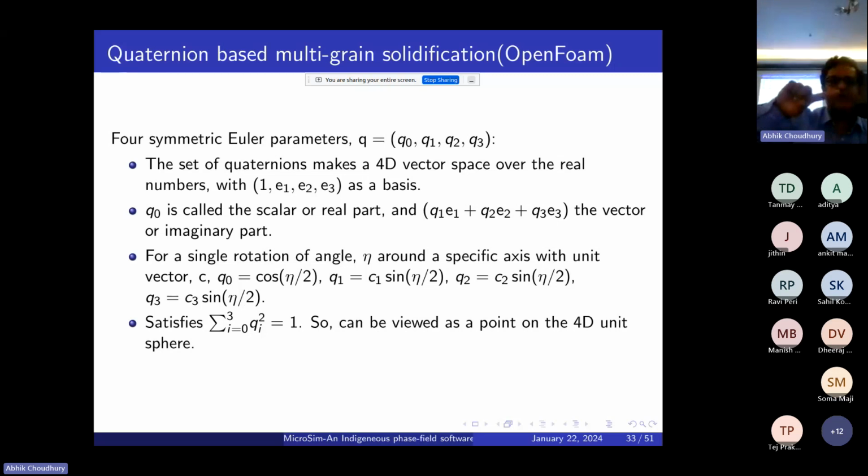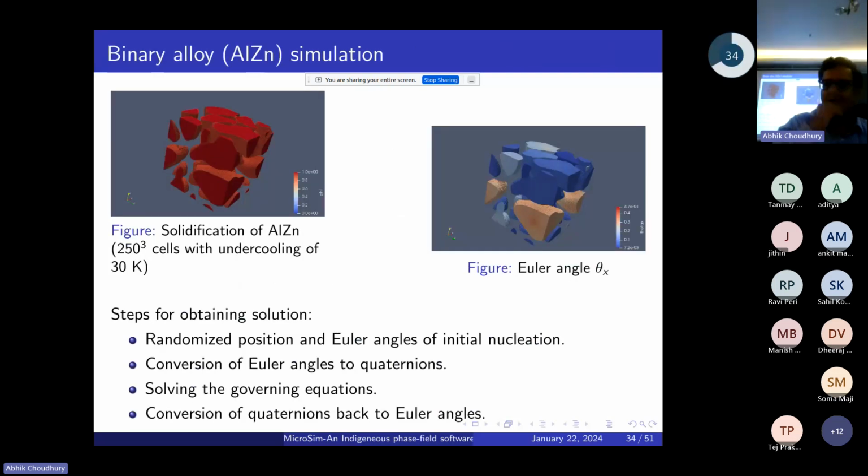Now, if you think of orientation in 2D, just one angle suffices to describe orientation. As soon as you go into 3D, you need two or three angles depending on how you describe the problem. And here is where we utilize the quaternion framework to address this multi-grain problem. This is essentially Tanmay's contribution to our software, where he has been able to do multi-grain solidification using the quaternion framework. This is building upon literature already existing in phase field, but we have integrated that particular modeling framework into MicroSim and have been able to treat multi-grain solidification problems.